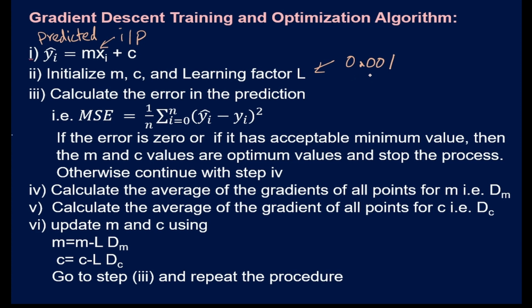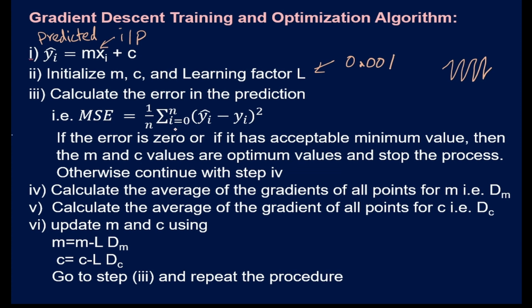If the value is very small, then m and c values will not converge easily. It will take more time. Similarly, if the value of L is very large, then the gradient will be oscillating like this. So it will not converge. So in the third step, calculate the error in the prediction.